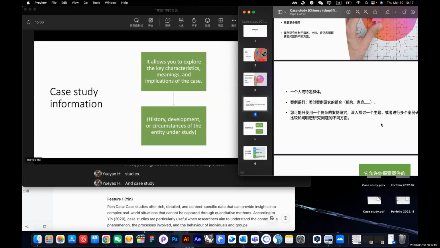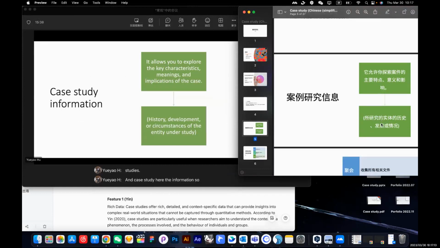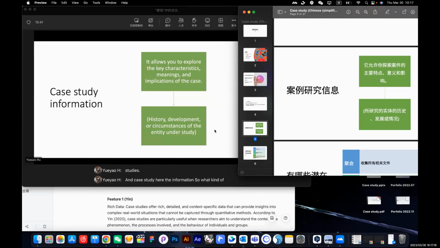And case study here, the information. What kind of information you might need here is it will allow you to explore the key characters, the meanings, and implications of the case. For what I understand, I think case study is quite similar to part of phenomenology. You can't just see something on the surface. You need to understand deep down what the meaning of that is, and that could include the history, development, and circumstances of each case under study.